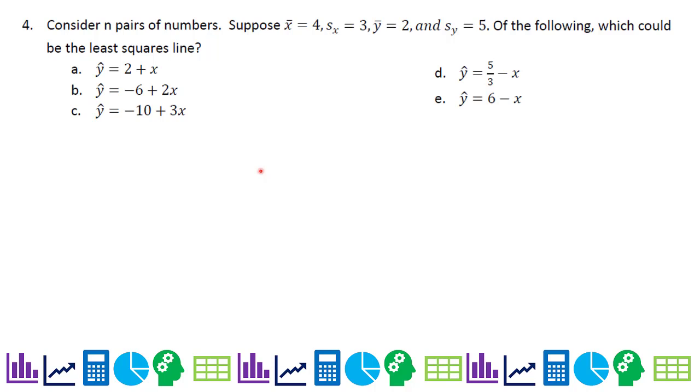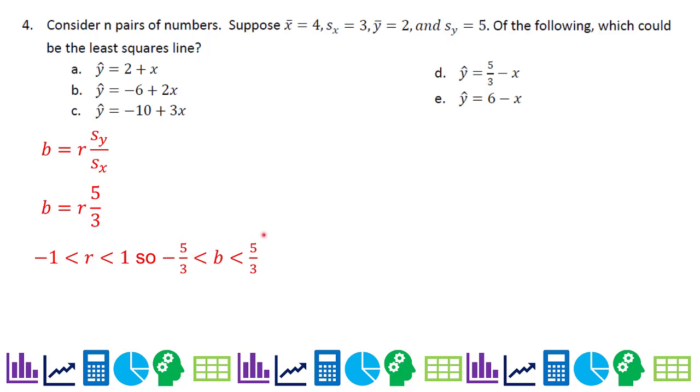So we're going to go back to that formula we just used, and that is B equals R times the standard deviation of Y divided by the standard deviation of X. So I'm going to substitute. Now you're going, wait a second, you don't know R. You're right, I don't. So let's continue anyways. So B is R times 5/3. So that means R could be from -1 to +1, so B can be anywhere from -5/3 to +5/3. So a slope of 2 is bigger than +5/3, and a slope of 3 is bigger than +5/3.